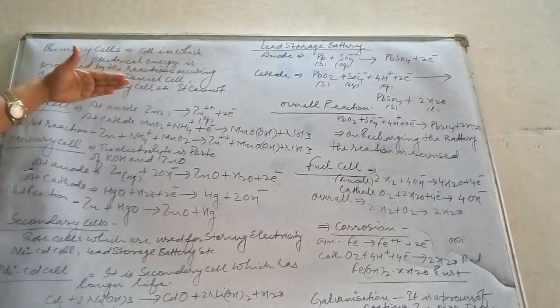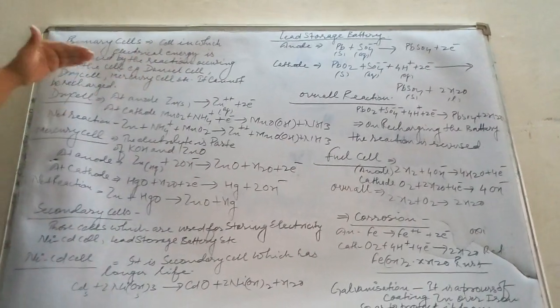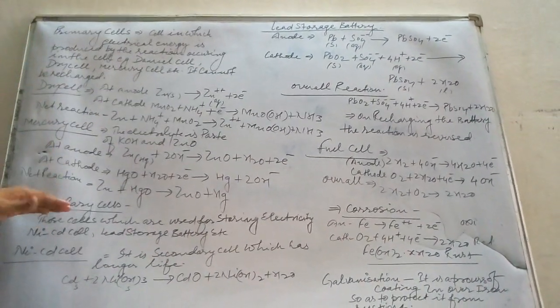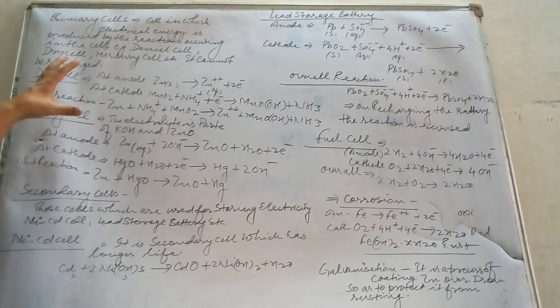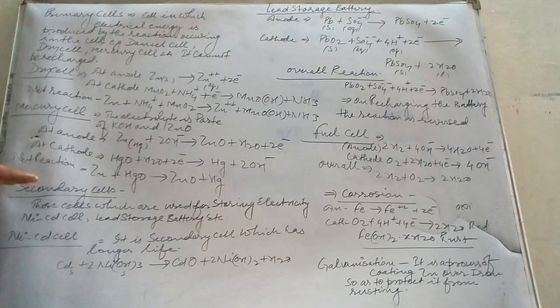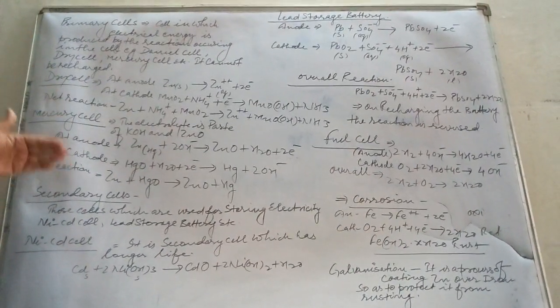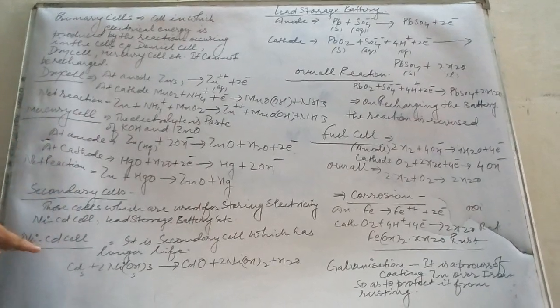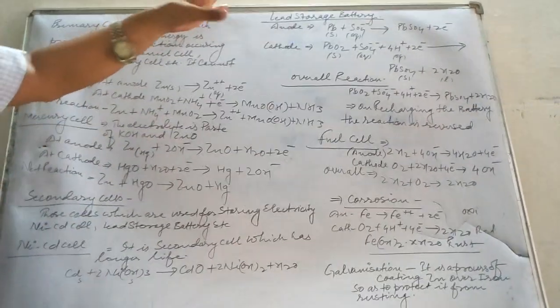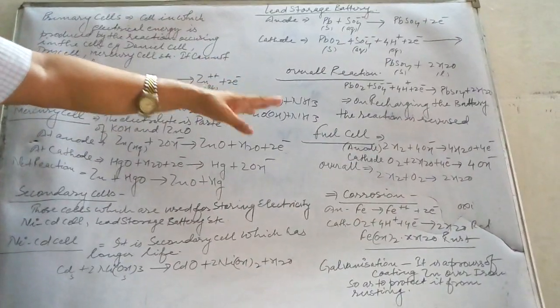Primary cells are used only one time. Dry cell, galvanic cell and mercury cell are common examples, and their cell potential is 1.5 volt only, not more than that. Secondary cells are rechargeable cells or batteries. Nickel cadmium cell and lead storage batteries are common examples of these. And finally we are going to discuss the fuel cell.